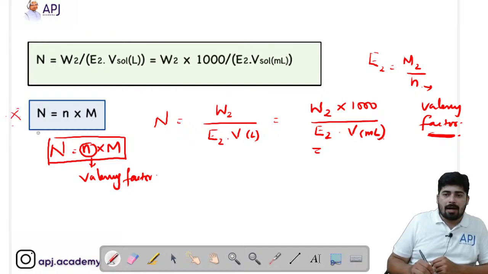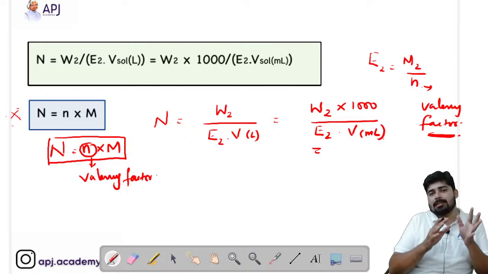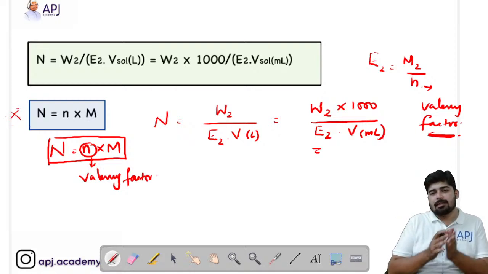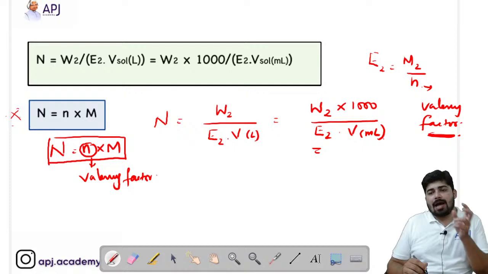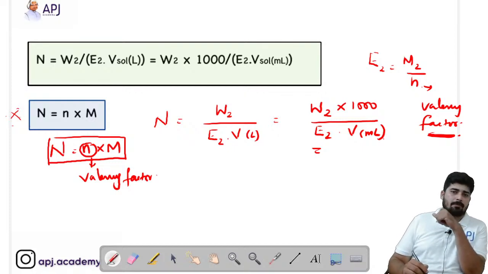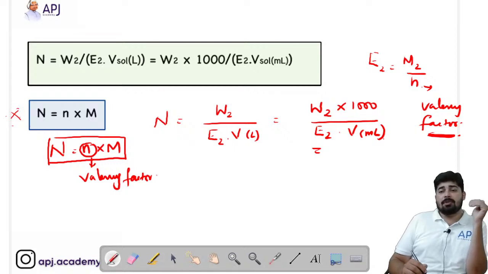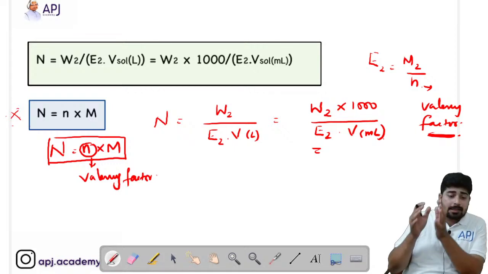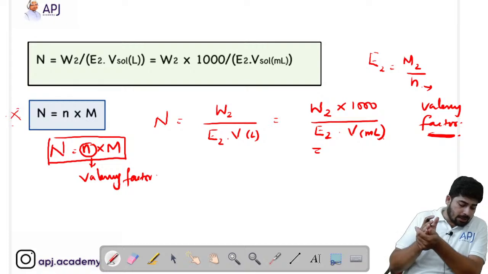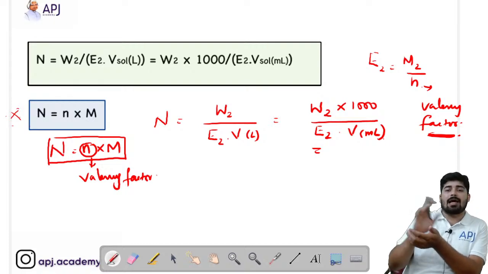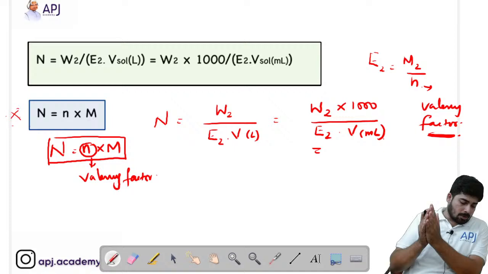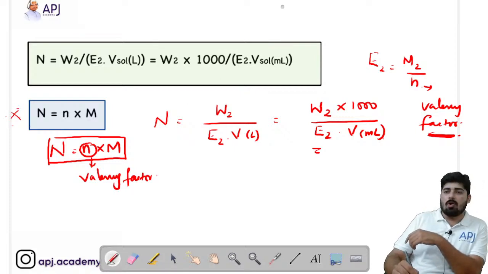Normality and molarity can be connected: normality is equal to valency factor into molarity. If in certain questions you are given the molarity and asked to find the normality, in such cases you can find the normality by multiplying the molarity by the valency factor. Hope this is clear. Now we will move on to the next one.